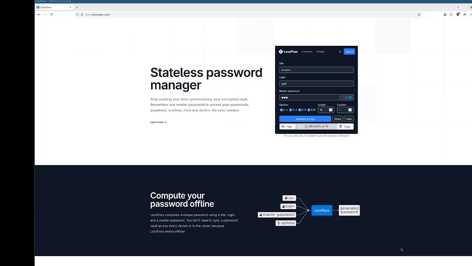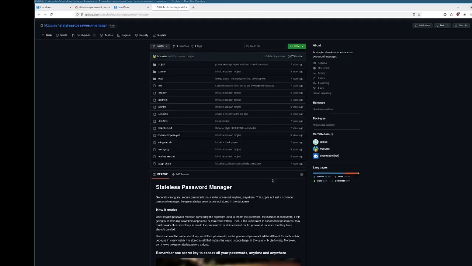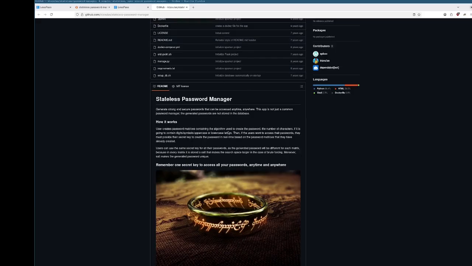One thing I should mention before I go is this isn't a new idea. There's lots of stateless password managers. This here is LessPass. This is a website you can go to. The one issue I see with LessPass is it's not open source. So if it goes out of business or something, you might lose your password. But there are open source stateless password managers as well. There's one called Stateless Password Manager on GitHub that I saw. This is Stateless Password Manager on GitHub.